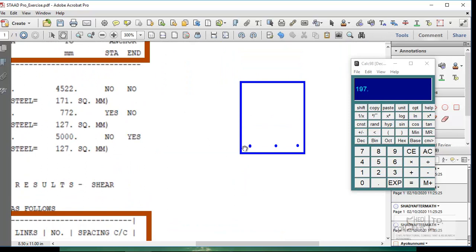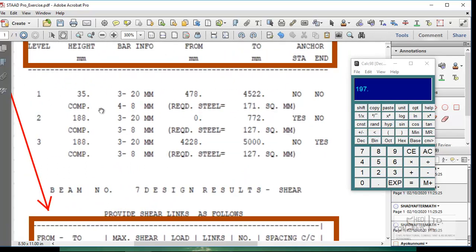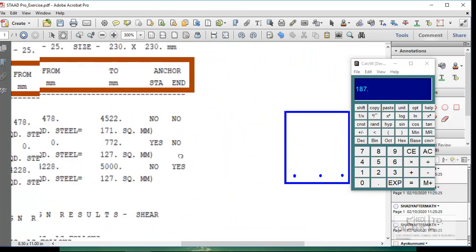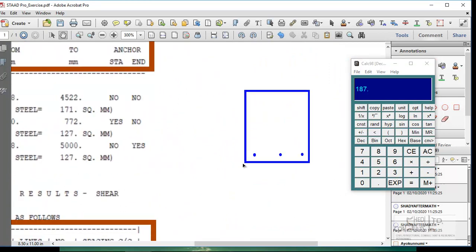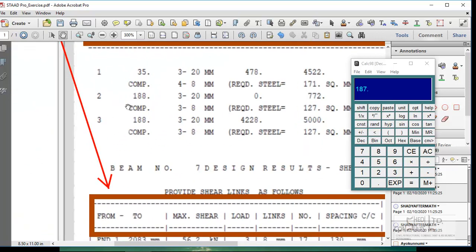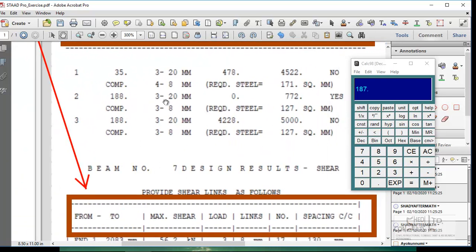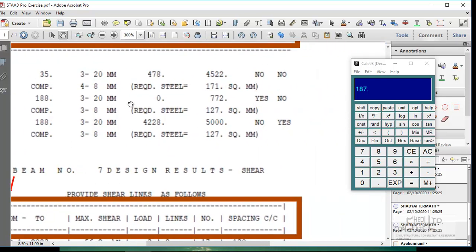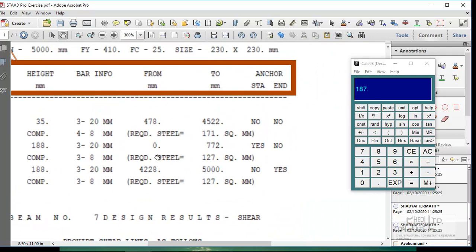Okay. Now the size of your reinforcement is 20 millimeters. So if you then subtract 10 from it, that's to say to the centroid of your reinforcement, you have 187. So that's where 188 was obtained by STAAD. So it is telling you that at a height of 188 from the bottom to the centroid of your reinforcement, you have this number of reinforcement. You need 3 T20 from a distance of 0 to 772 millimeters.